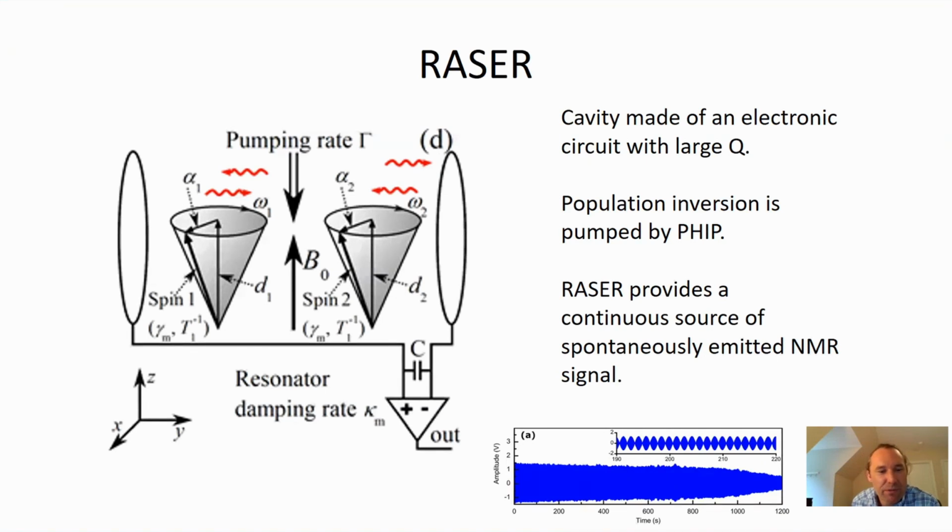So the parahydrogen produces more and more polarization, and it's important that it produce negative polarization because you need a population inversion. And the cavity, instead of being mirrors like in a laser, is established by a highly resonant circuit, ideally with a large Q. And so as a result, the RASER provides sort of a continuous source of a spontaneously emitted NMR signal. And basically what that means is you can acquire your NMR signals for a very, very long time.